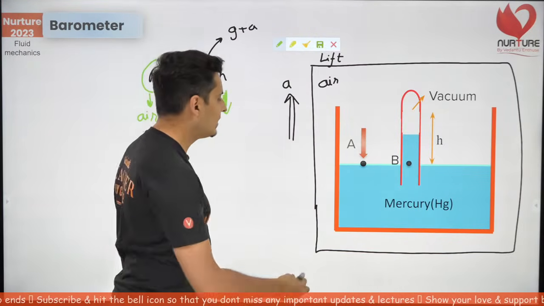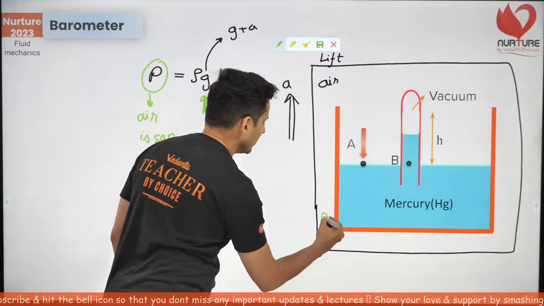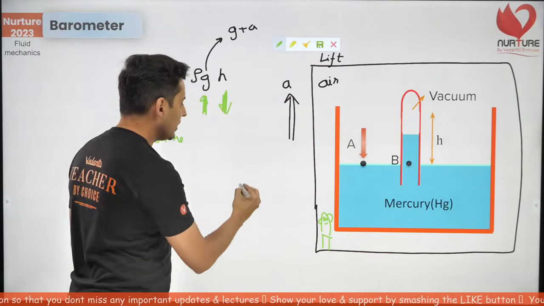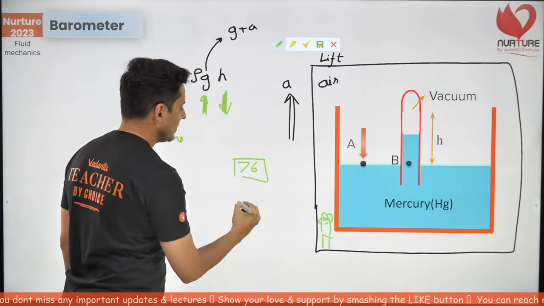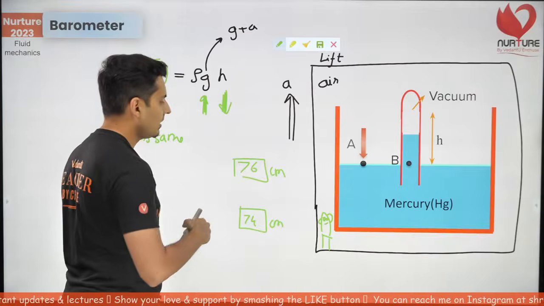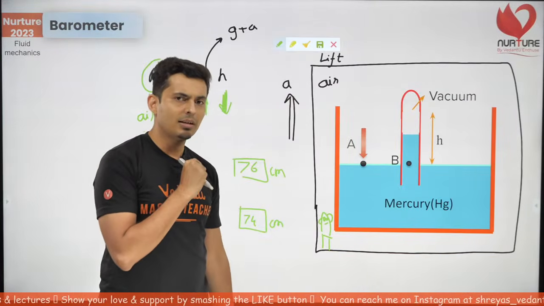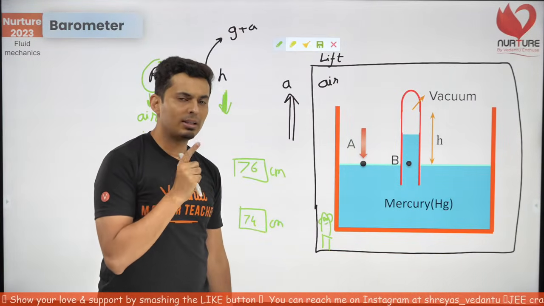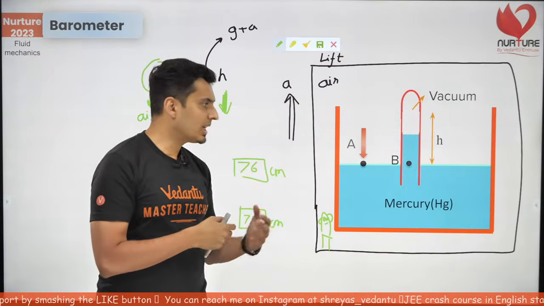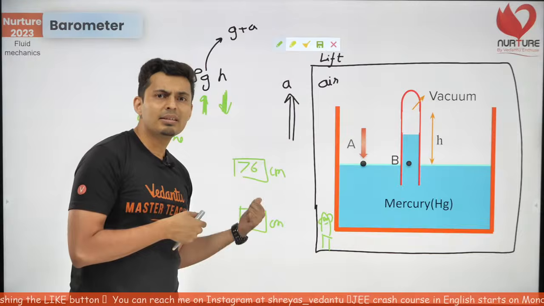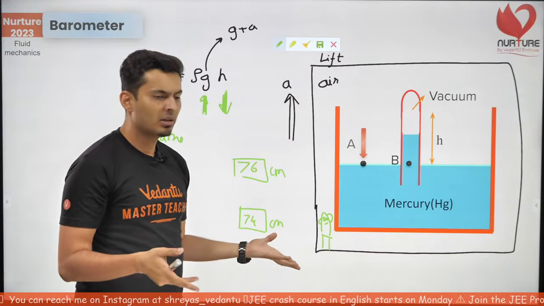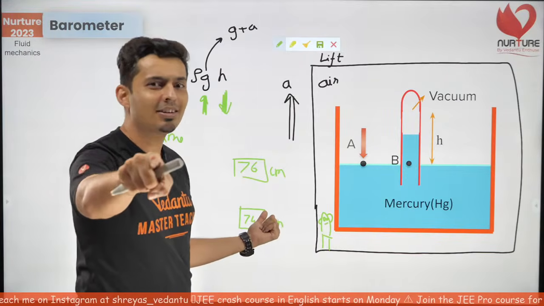So imagine a Pandu inside this lift. Look at this Pandu. He's thinking, what the hell? I should actually see 76, but he will see 74 centimeters instead of 76 centimeters. What will this Pandu think inside the lift? What do you think? Will this Pandu visualize or conclude in this lift by looking at the barometer? He will see instead of 76, it's showing 74. He will think, oh, the pressure has decreased. But actually, has the pressure decreased? Think about that.